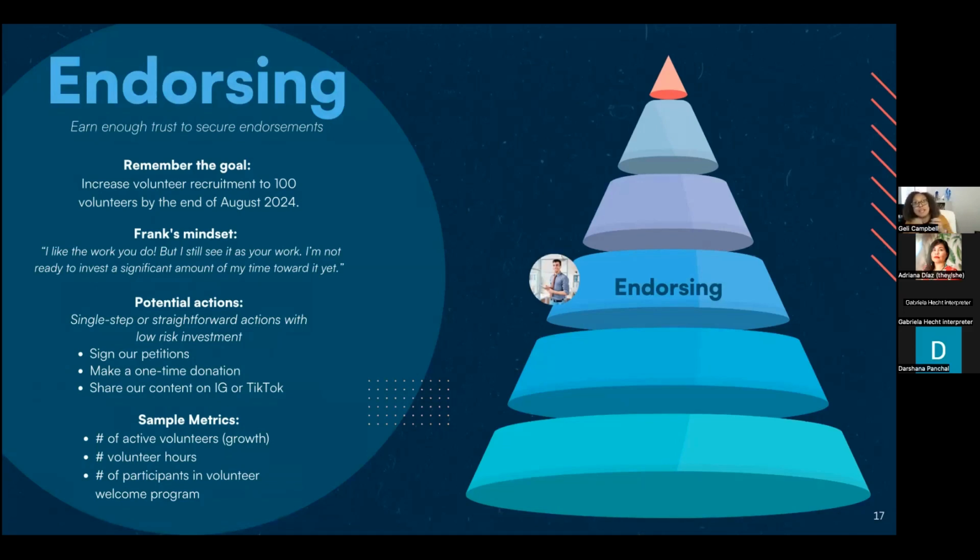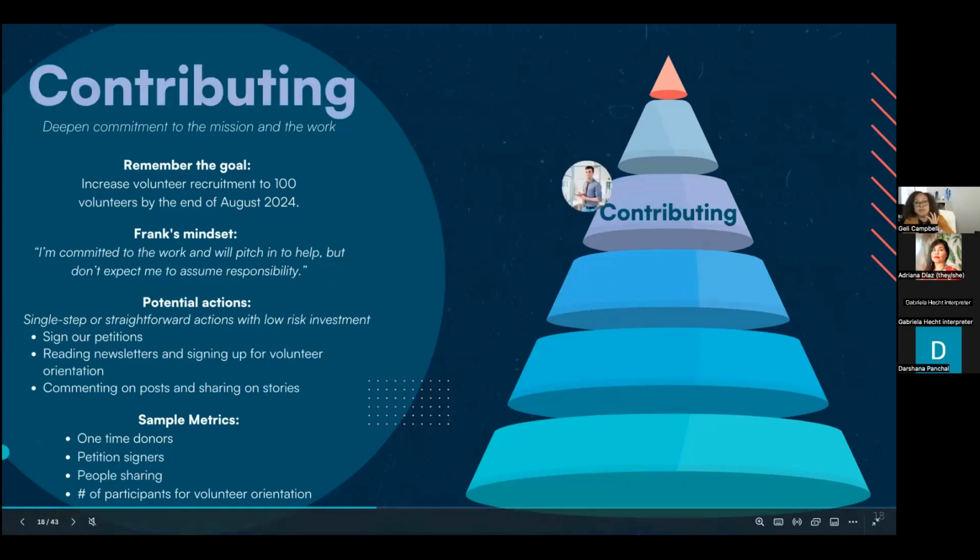So what we need to do is get him to endorse Give It All You Got with a low lift, straightforward, single step instruction. That's going to be whether they sign a petition, make a small one-time donation, or share our content to amplify our message and get us in front of his community. This aim is to continue deepening Frank's engagement.